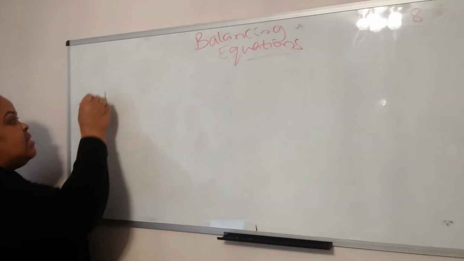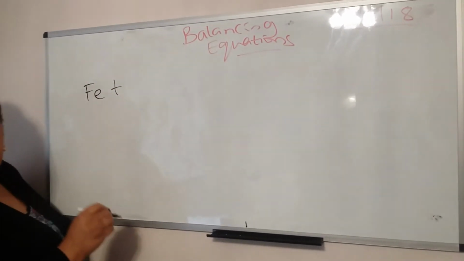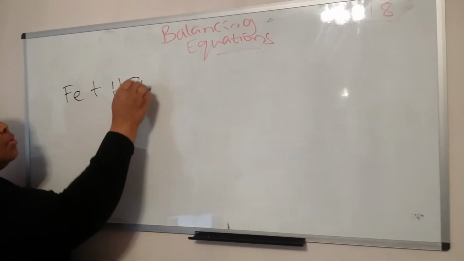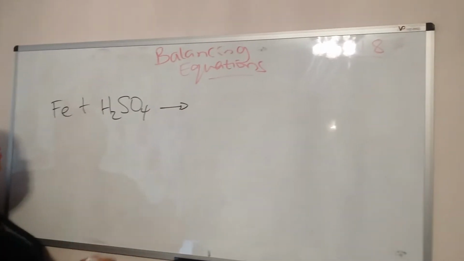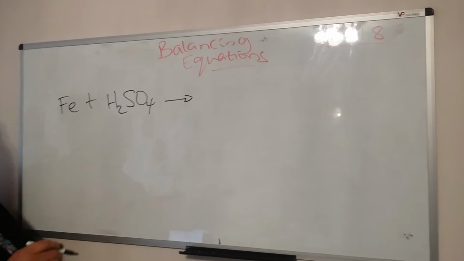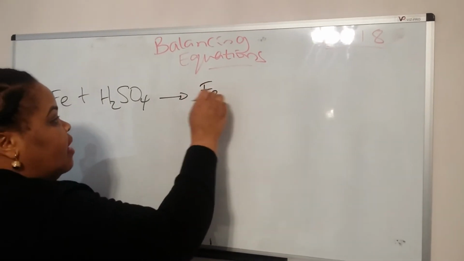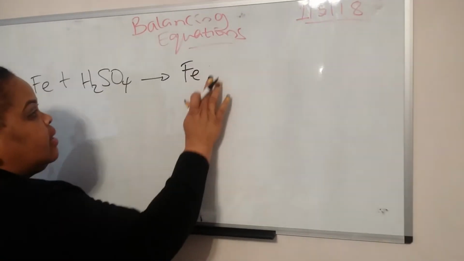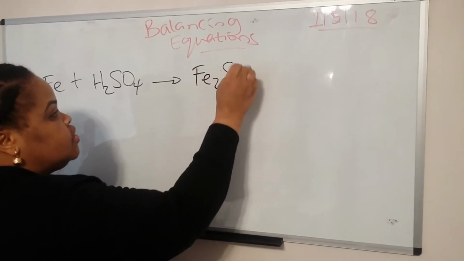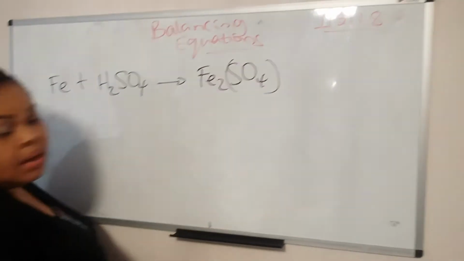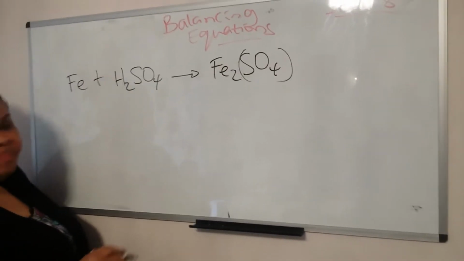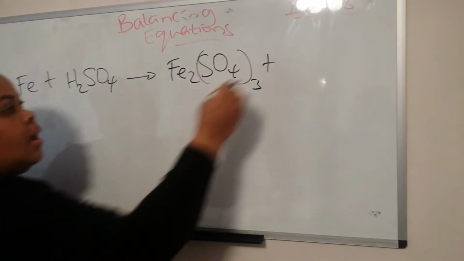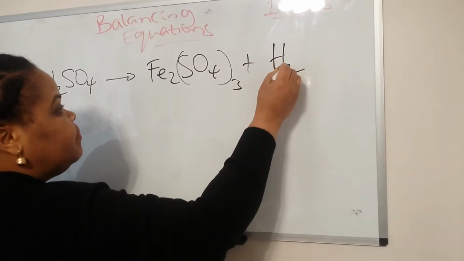This equation says you have iron reacting with sulfuric acid, H2SO4, and your outcome obviously is iron sulfate. You have iron there, and you have a little bracket with, okay, actually iron 2, and you have your sulfate, 3, plus, I'm writing out the entire one, hydrogen, like so.